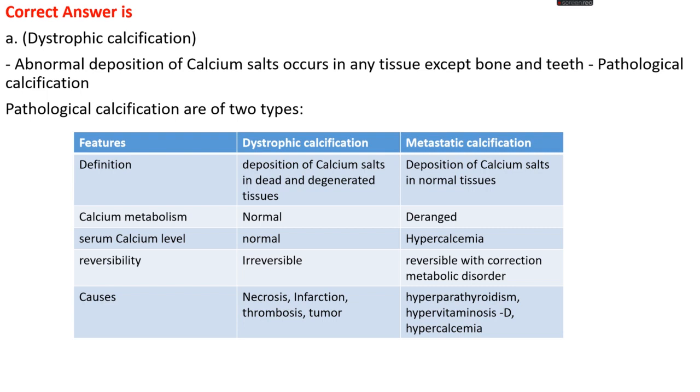Calcium metabolism is normal in dystrophic calcification, but deranged in metastatic calcification. Serum calcium level is normal in dystrophic calcification, and there is hypercalcemia in metastatic calcification. Dystrophic calcification is irreversible, while metastatic calcification is reversible with correction of the metabolic disorder. Dystrophic calcification is mainly seen due to necrosis, infarction, thrombosis, and tumor, while metastatic calcification is seen in hyperthyroidism, hypervitaminosis D, and hypercalcemic conditions.